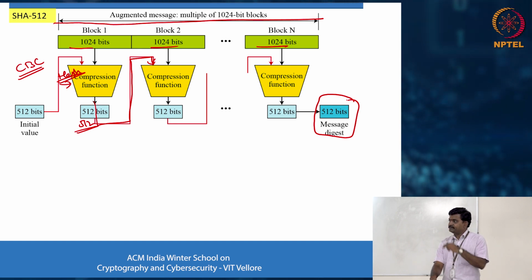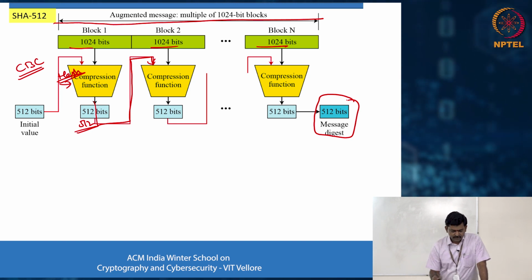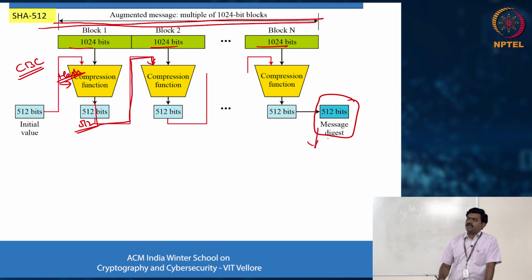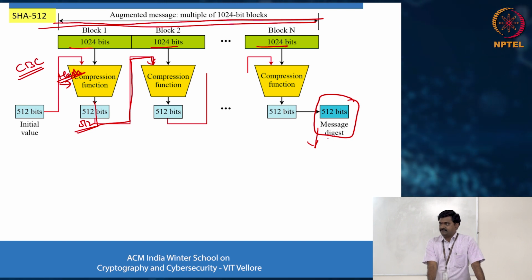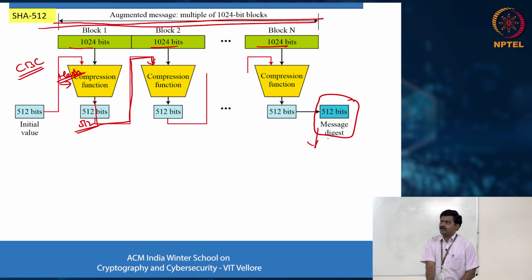So the point is, after processing the final block, whatever 512-bit value you get is the overall digest for the entire message. Imagine this is my entire message. The final 512-bit value I get is the digest of my overall message, right? So this is how it proceeds. Are you able to follow?